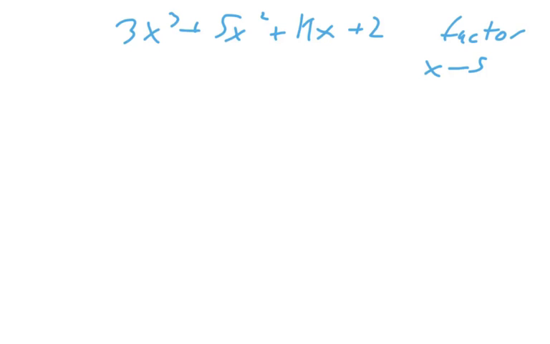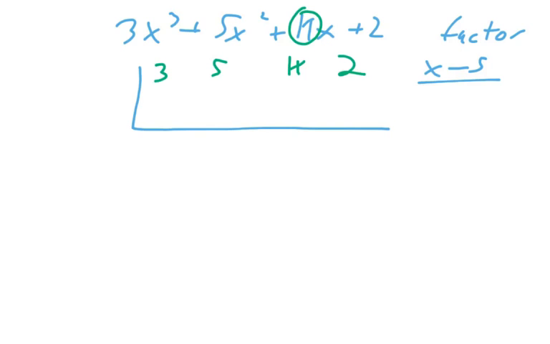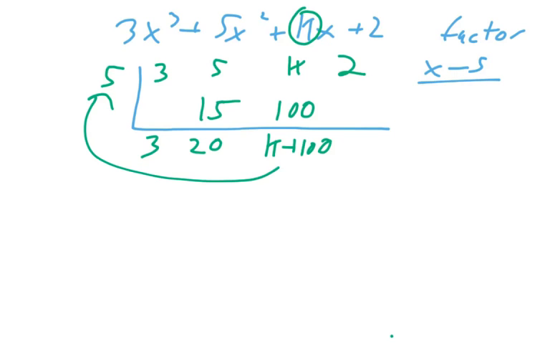Alright, so we're given this problem, and we know that the factor is x minus 5, and we want to find k right here. So I'm going to put this in, and we have 5 on the outside. So this turns out to be 3, 15, 20, 100, k plus 100. And then when we multiply this, this is going to be 5k plus 500, which means we got 5k plus 502.